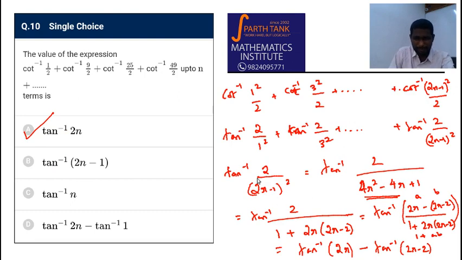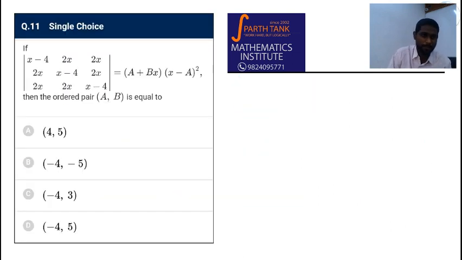Identify and split this technique in a very technical, practical way so that you can bring in tan inverse of A minus B. Question number 11, a determinant based problem. The determinant with entries x minus 4, 2x, 2x and so on is equal to (a plus bx) into (x minus a) the whole square, the same a here. Then the ordered pair (a, b) is equal to? Evaluate this determinant. How to evaluate?